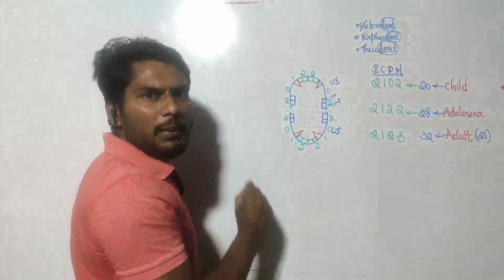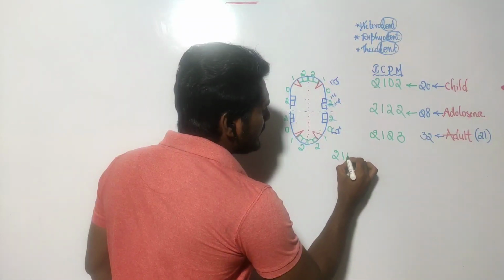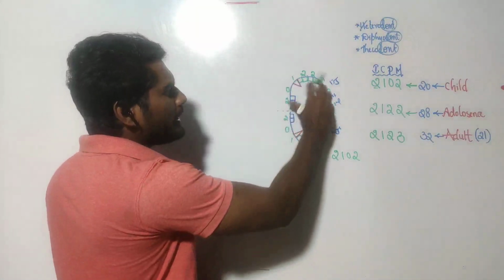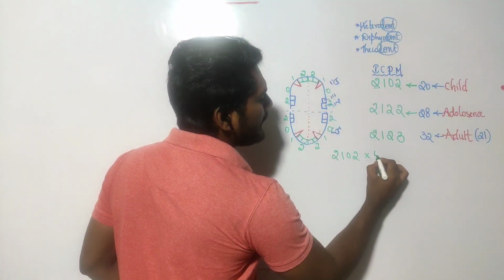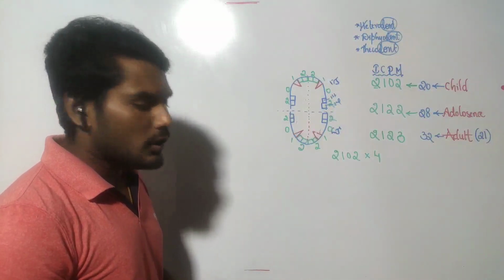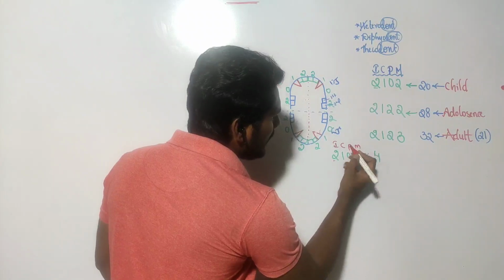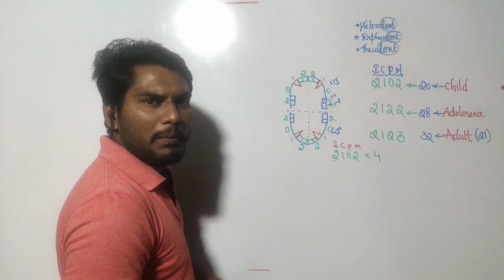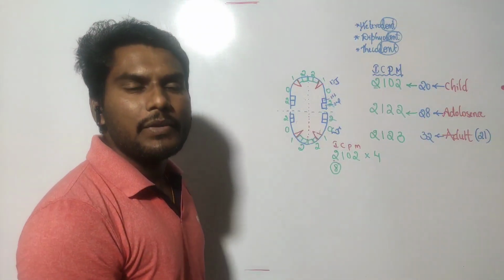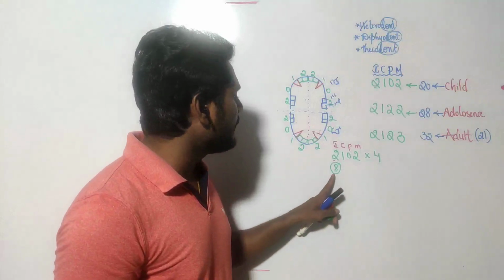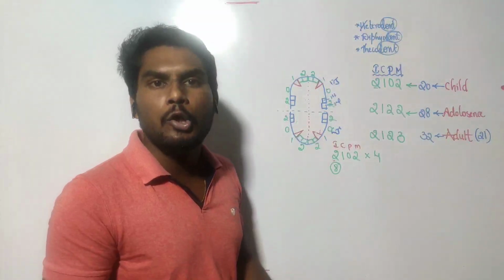Now, how to remember this? Simply remember that 2102 is the dental formula for child. One jaw is divided into how many parts? 4 parts. So simply you multiply it with 4. So you know this is incisor, this is canine, this is premolar and this is molar. Now you multiply. 4 2s are 8. So total number of incisors in child is 8. Of these 8, 4 are present in the upper jaw and 4 in the lower jaw.